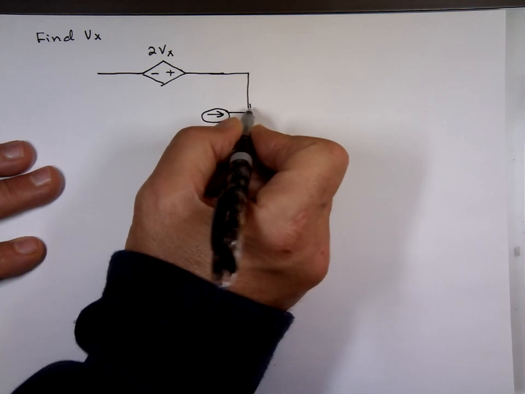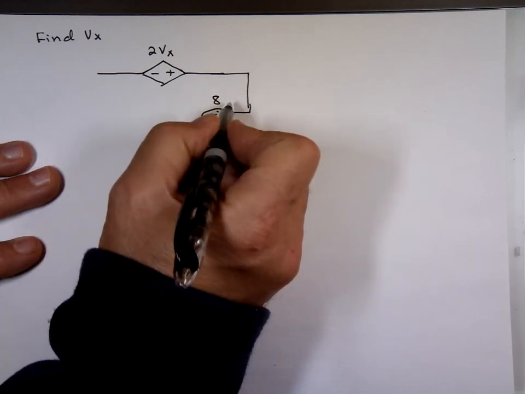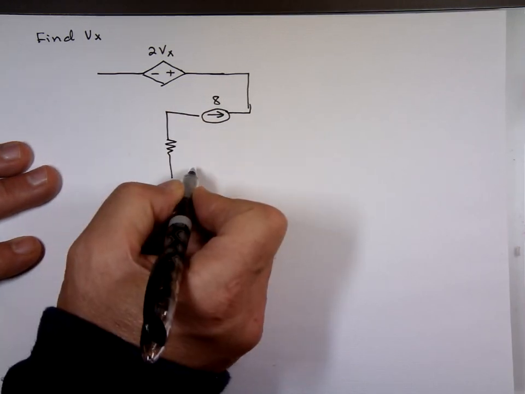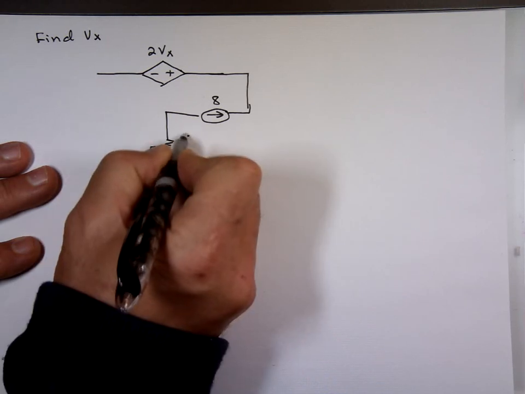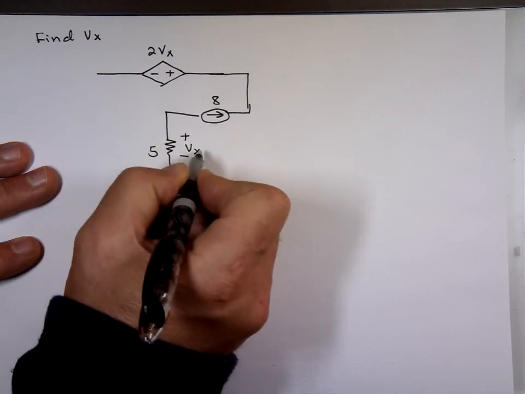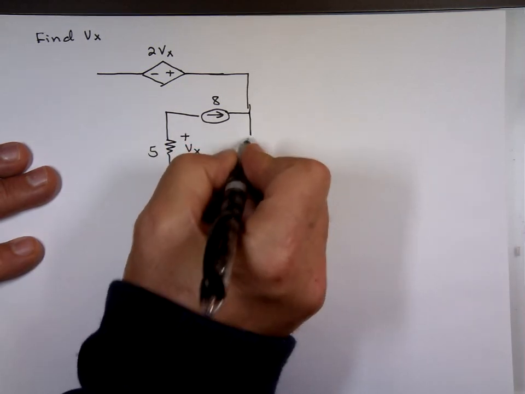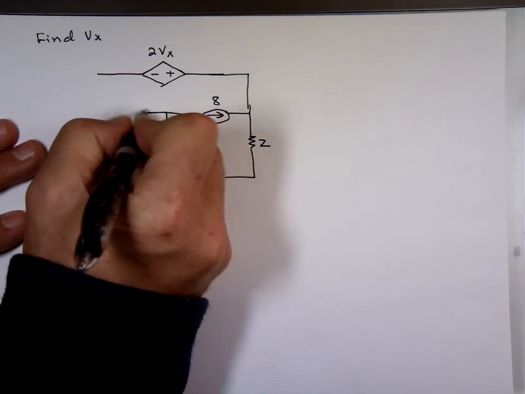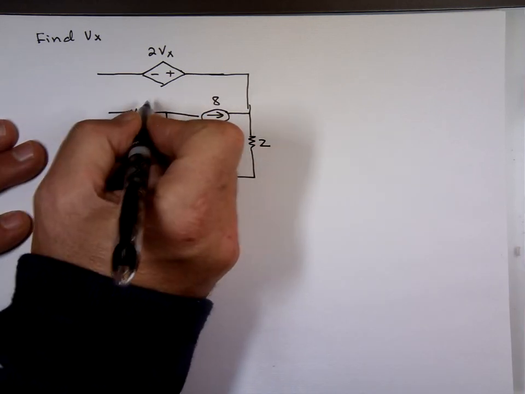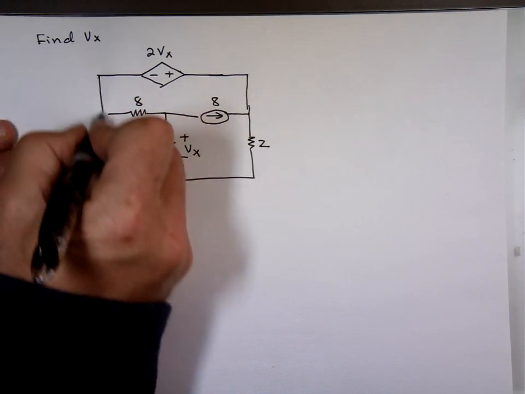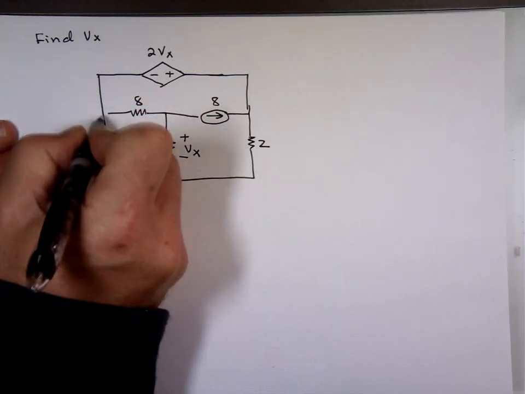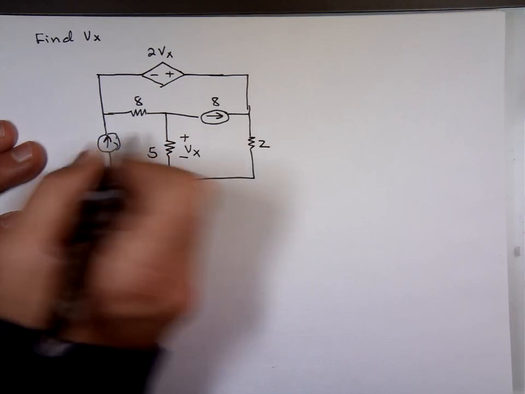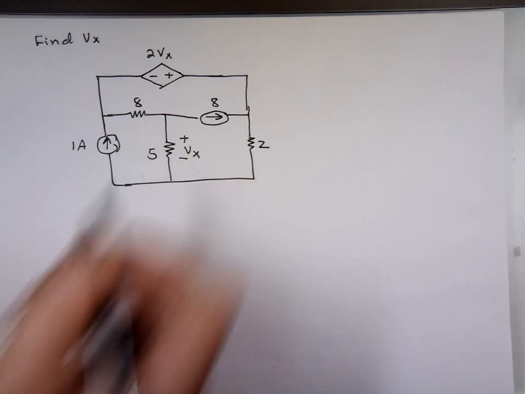This is 8 amps here. This is 5 ohms, and Vx is defined plus to minus this way. I get 2 ohms here. I get 8. And this is 1 amp. And the question: find Vx.